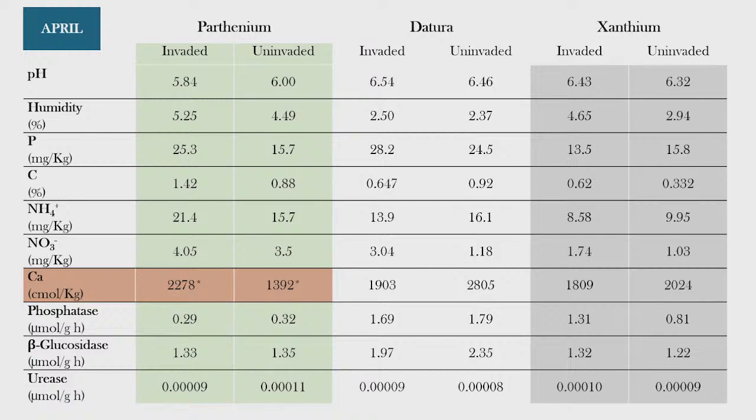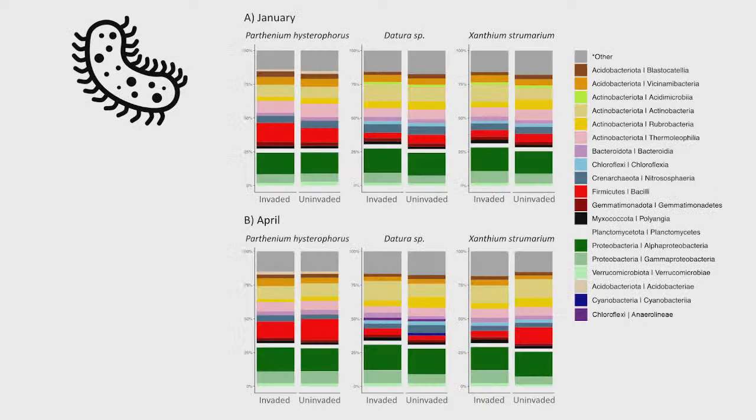Now moving to April, we only found this effect on calcium that persisted when the plants are already decaying and decomposing. Now moving to bacteria and fungi. As you know, bacteria and fungi are the main soil microorganisms that we can find worldwide. So we look at them.